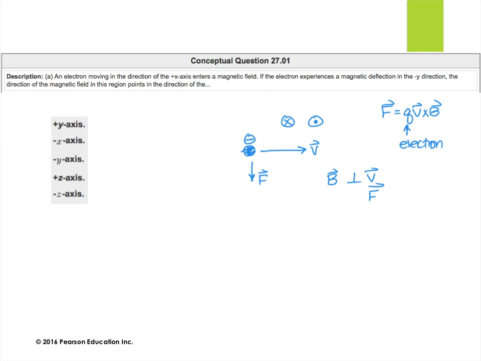So I lay my hand along the velocity vector, and if I curl my fingers into the board, which is one possibility, I see my thumb pointing up. That's V cross B is up for a magnetic field into the board. And because it's an electron, I know the force is actually in the opposite direction, and so that is actually what I wanted. And so this ends up being the right choice.